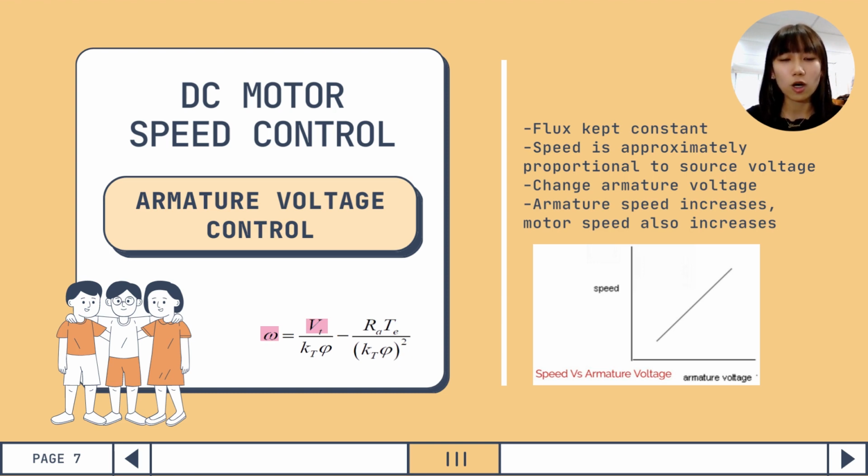So from the equation, omega equals Vt over K, which is a constant, times phi. Speed is approximately proportional to the source voltage. So this means that the higher the armature voltage produced, the higher the motor speed.